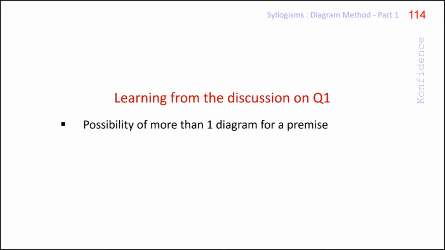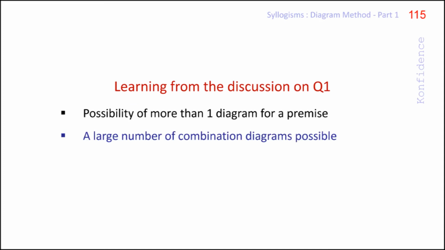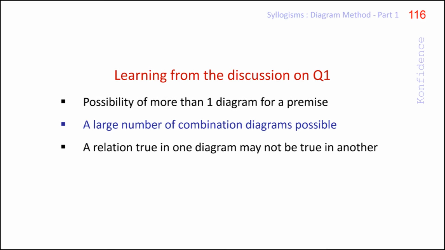They are: 1. There may be more than one diagrammatic representation for a premise. In this question, we had 2 possible diagrams for premise 1 and 4 possible diagrams for premise 2. Point number 2. When we combine the various diagrammatic representations of individual premises, we will get a large number of combination diagrams. 3. A relationship that may be true in a certain combination diagram need not be true in another.